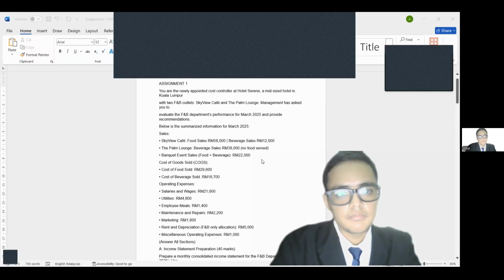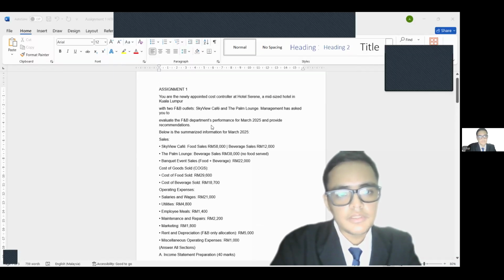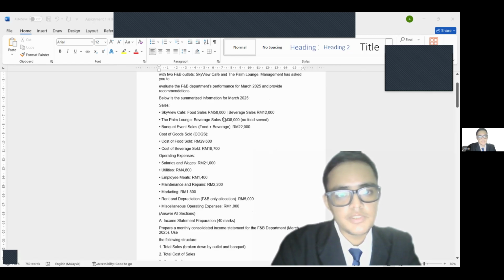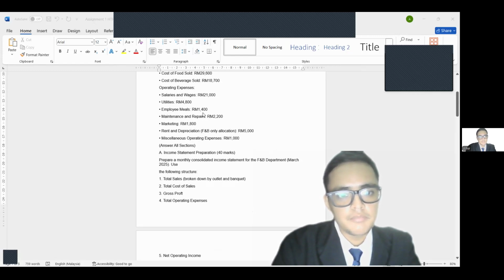Okay, as the screen is showing, it says you are the newly appointed cost controller at Hotel Serene, a mid-sized hotel in Kuala Lumpur with two F&B outlets, Skyview Cafe and the Palm Lounge. Management has asked you to evaluate the F&B department performance for March 2025 and provide recommendations. Below is the summarized information for March 2025.